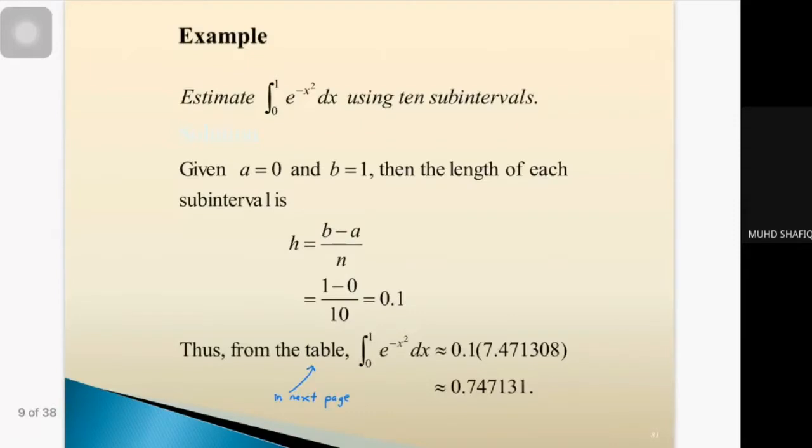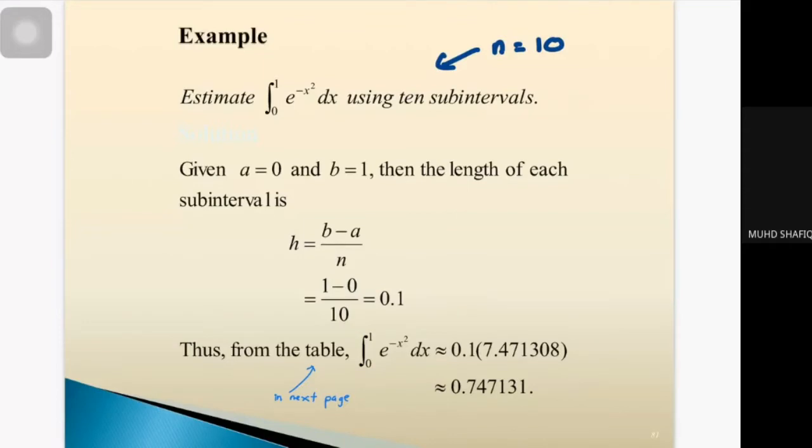Okay, so let's look at this example. Estimate the integral of e to the negative x squared dx from 0 to 1 using 10 subintervals. n is equal to 10, the number of subintervals. A is equal to 0, B is equal to 1. A is your first point. First find your h: B minus A divided by n. So 1 minus 0 divided by 10 is 0.1.